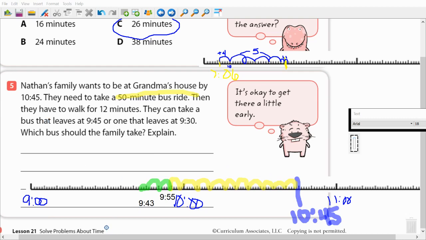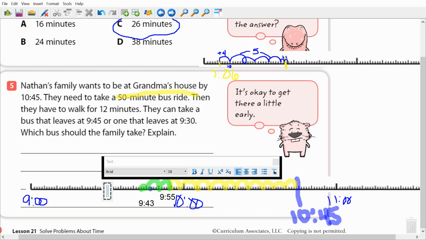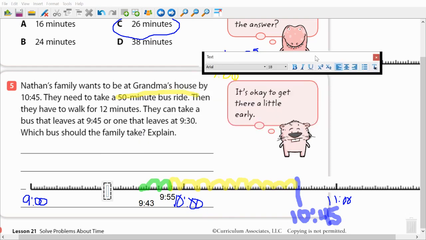So what time is going to be better for them to leave at? They can take the bus at 9:45, which would be about right here, or they can take the one that leaves at 9:30. Now 9:30, 5, 10, 15, 20, 25, 30. 9:30 is right here. So which bus would be better? Well, I would say definitely the bus at 9:30. Why is that? Well, 9:45 is after 9:43, and they would have to leave by 9:43 to get there at 10:45. And we need to explain that with words.